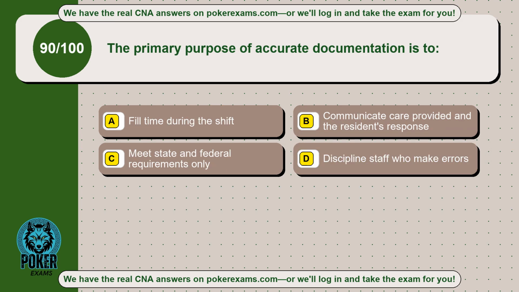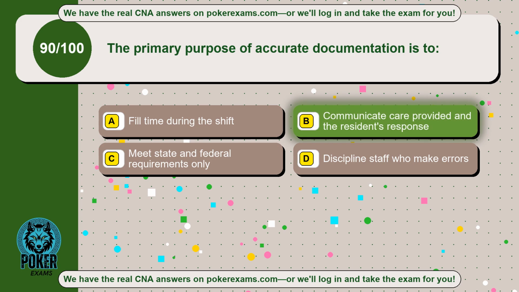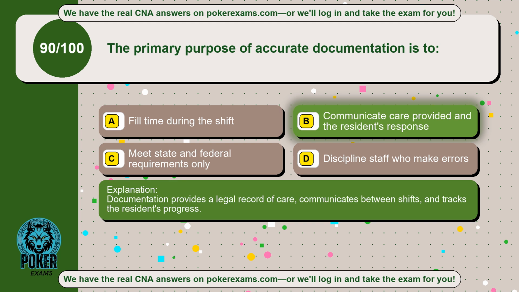Question 90. The primary purpose of accurate documentation is to: Option A. Fill time during the shift. Option B. Communicate care provided and the resident's response. Option C. Meet state and federal requirements only. Option D. Discipline staff who make errors. The correct answer is option B. Communicate care provided and the resident's response. Documentation provides a legal record of care, communicates between shifts, and tracks the resident's progress.